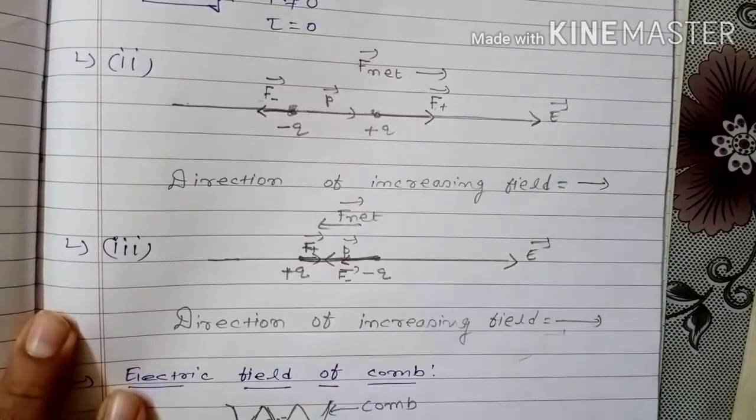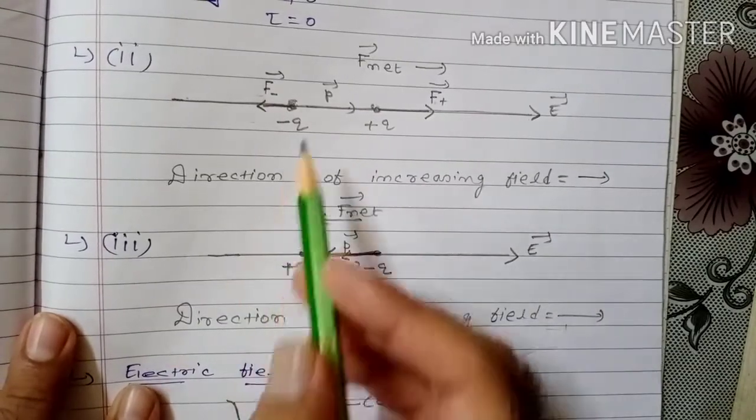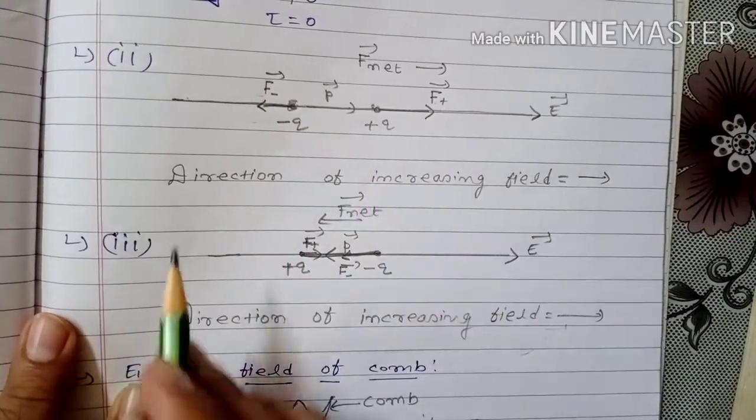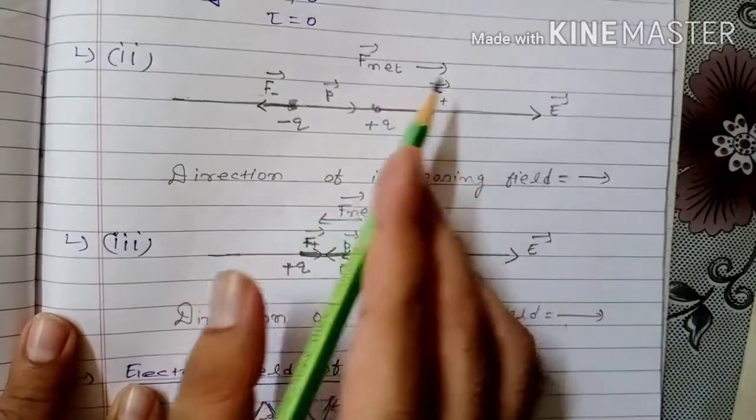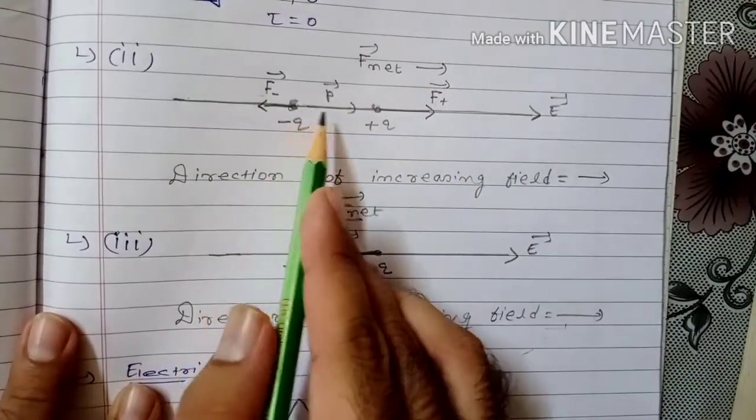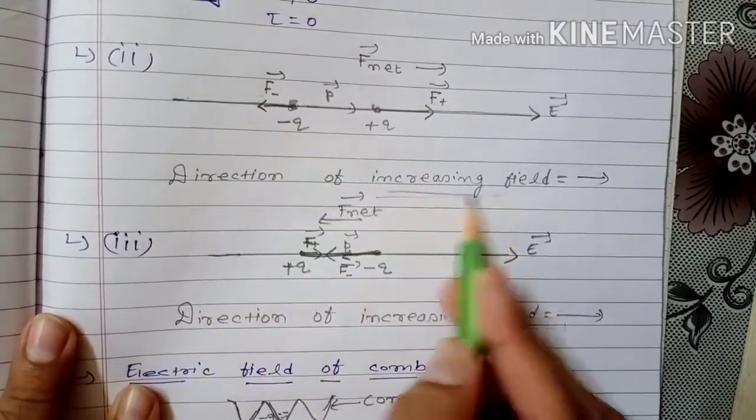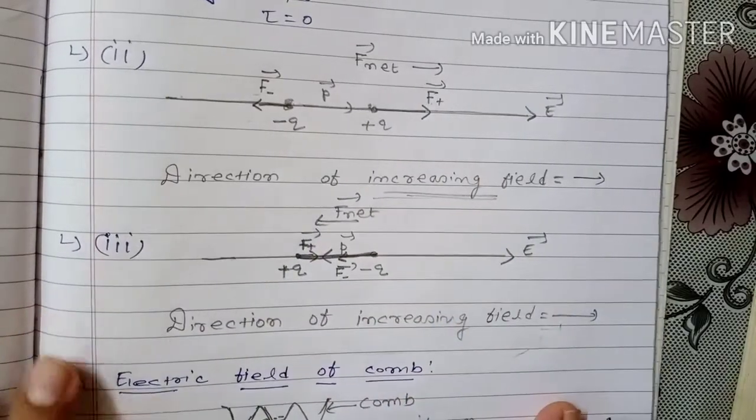Here the net force is not zero. Therefore, this dipole will move in the direction of the electric field. Net force is in this direction. Therefore, this dipole will move in the direction of increasing field, in the direction of increasing electric field.